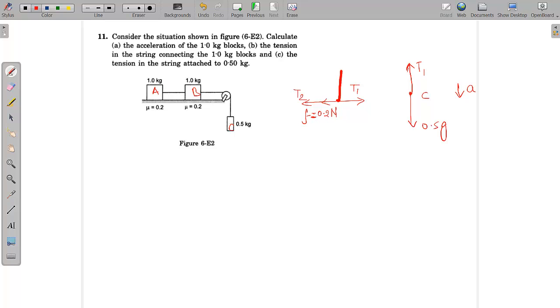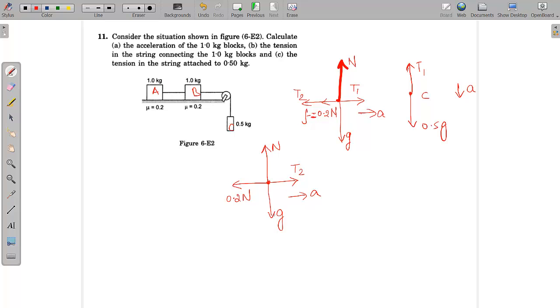There is an N normal contact force upwards, and this is 1g downwards. And what is the force acting on the third block, the block A? T2 in the right direction, and 0.2 into the normal contact force. The normal contact force here, let's say N, and here it is 1g. Now let's say all these bodies were moving, with acceleration a.